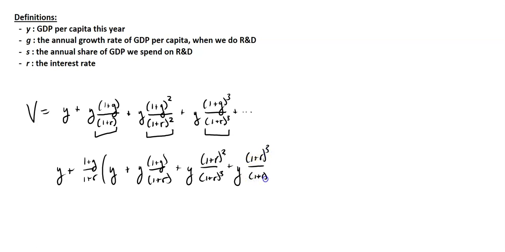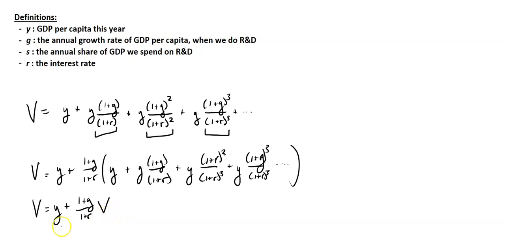But the thing that you notice here is that this term in parentheses is the exact same as this term that I wrote before, this sum, okay? And that's one of the tricks with infinities. And that means that since we're going to call this sum V, we can just call this thing in parentheses V also. So V is equal to this year's GDP per capita plus (1+G)/(1+R) times V again, okay?